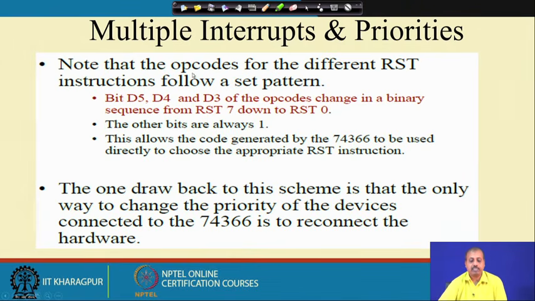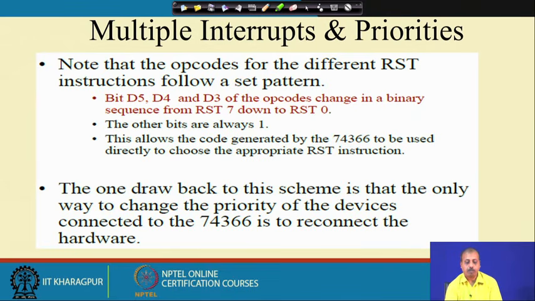Opcodes for different RST instructions follow a particular pattern. If you look into the opcode for the RST instruction, you will find that it is an 8-bit instruction in which the bits D5, D4 and D3 determine the value of n in RST n, and all the rest of the bits are always 1. So, bits D7, D6 and then D2, D1, D0 are all 1. This allows the 74366 to generate this RST instruction directly.